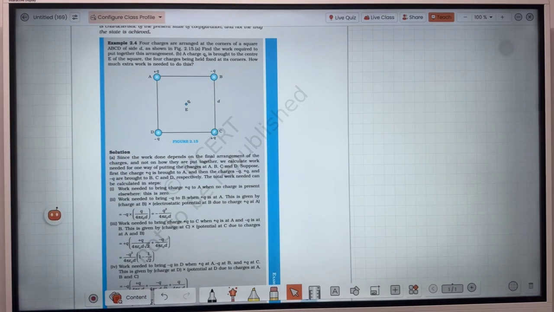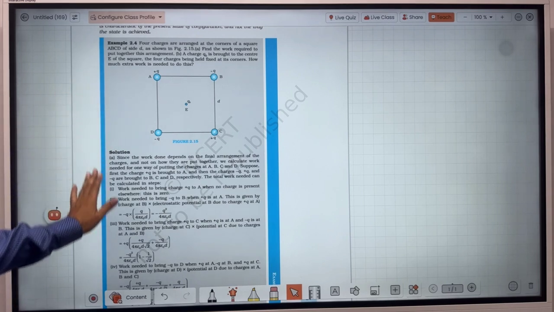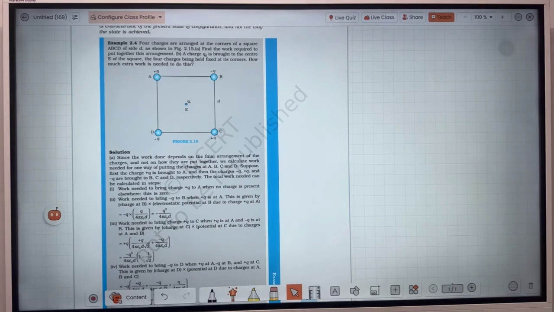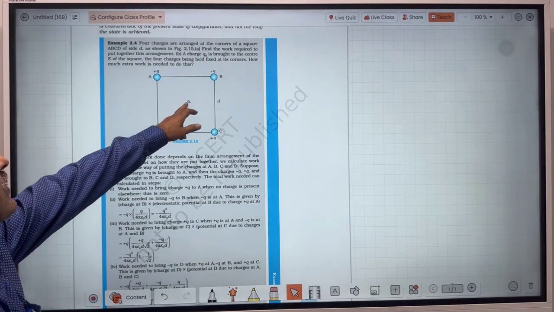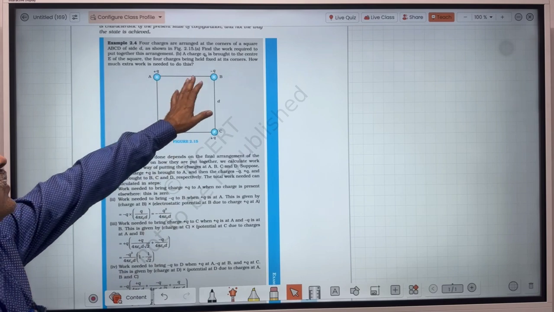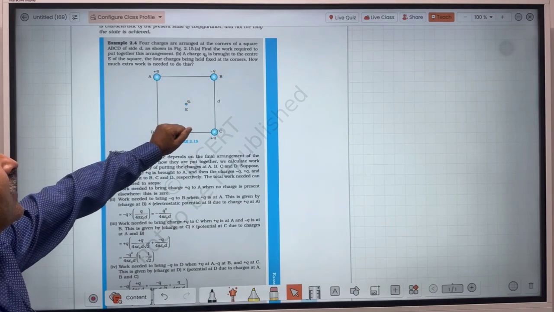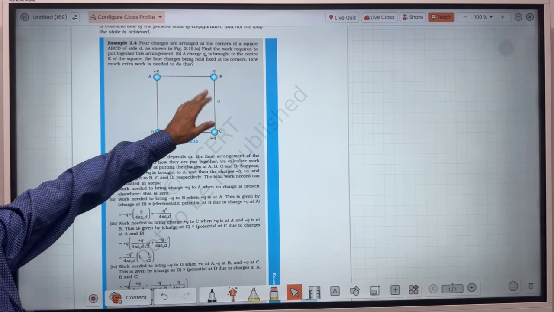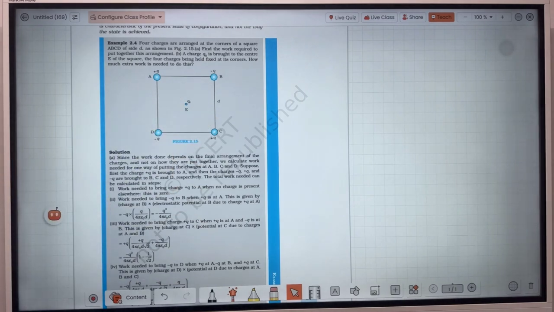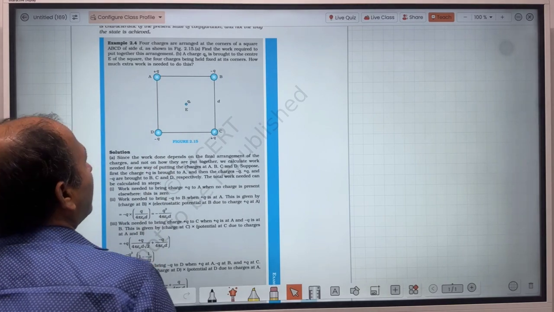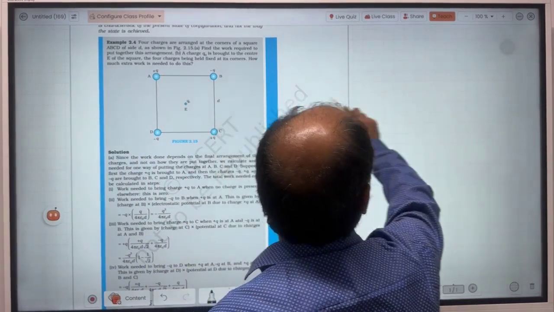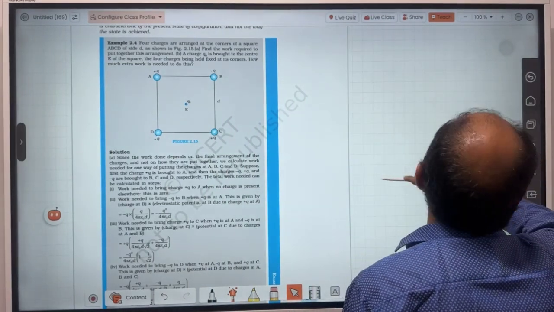So first of all, what we have to do is to find the potential energy of the system. And then as far as work done in bringing this charge here is concerned, that can be solved by finding the potential at this point due to these four charges, and then multiplying by the charge to be brought. So that can be solved easily. Let's find out the potential energy of the system.